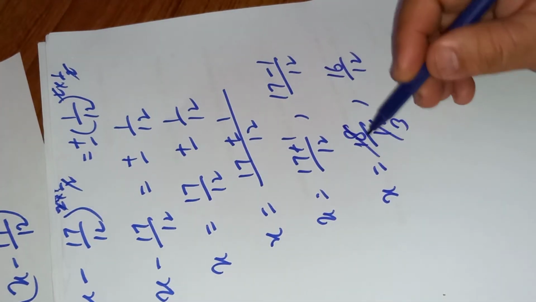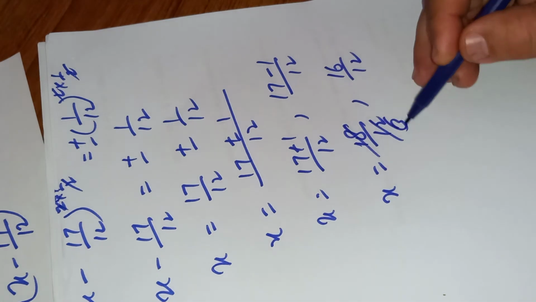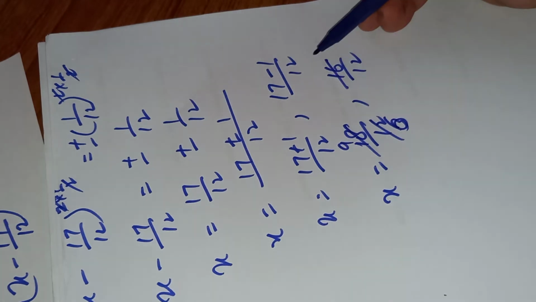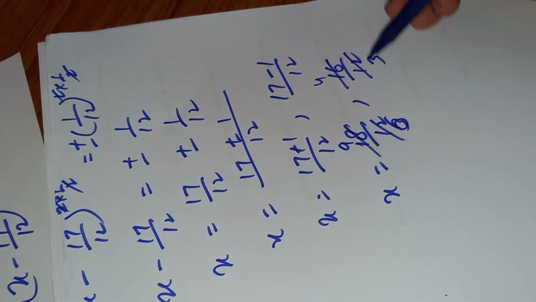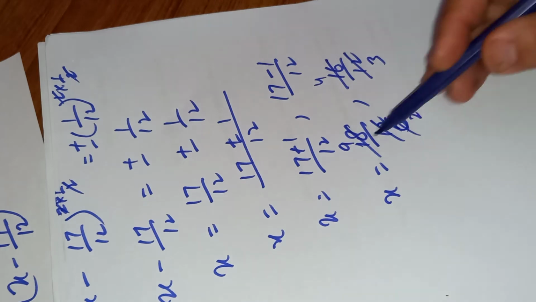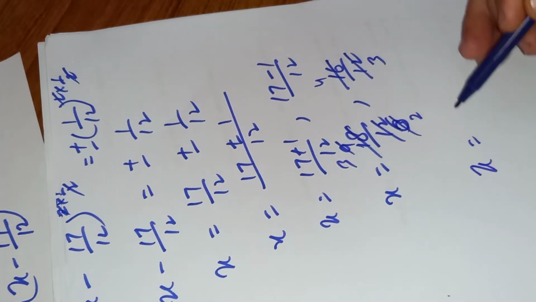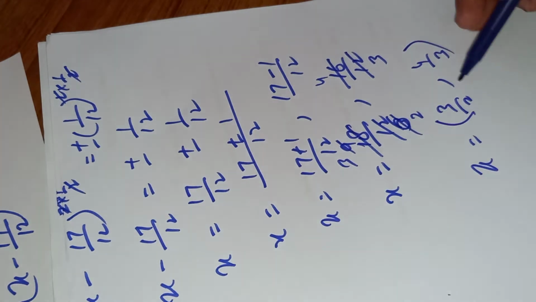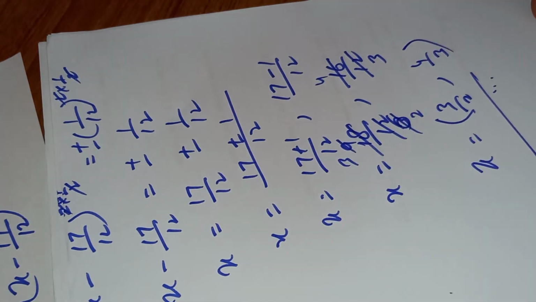4 3s are 12, 2 6s are 12 and 2 9s are 18. And here 4 4s are 16, 4 3s are 12 and 3 2s are 6, 3 3s are 9. So we got x equals 3 by 2 or 4 by 3. These are the roots of this equation through the completing the square method.